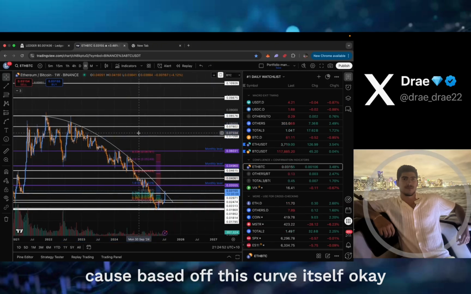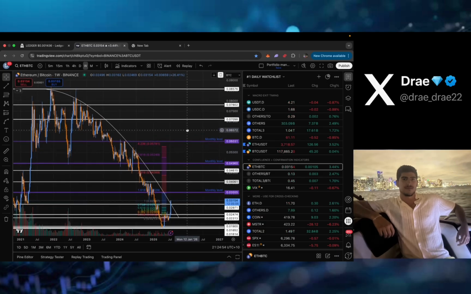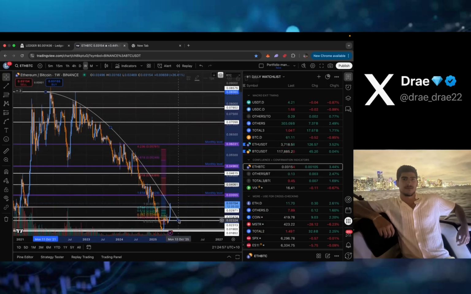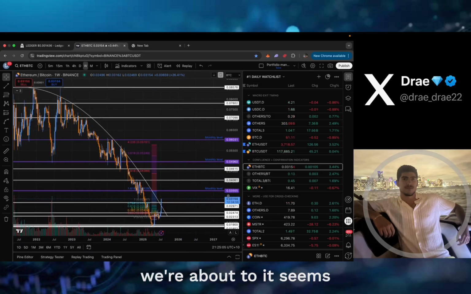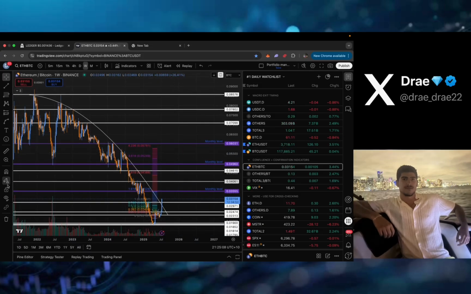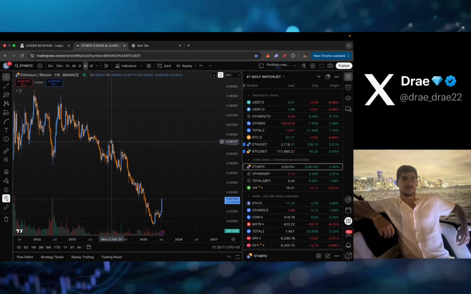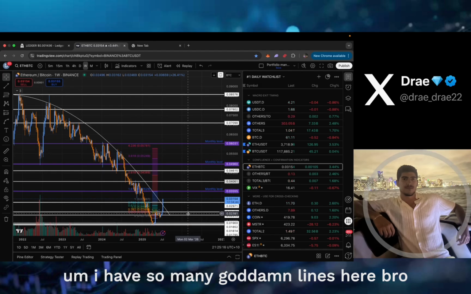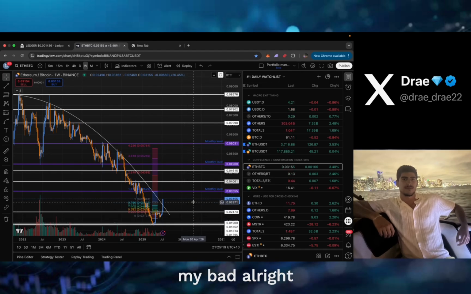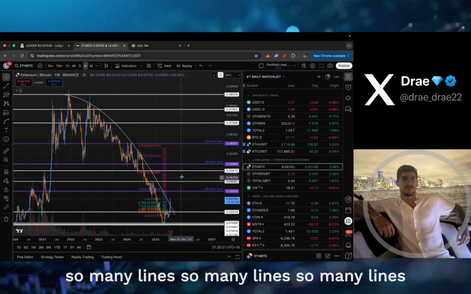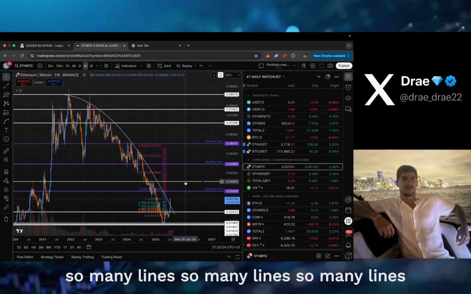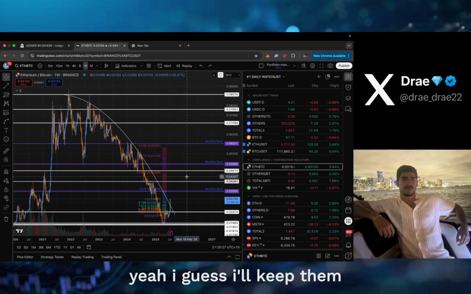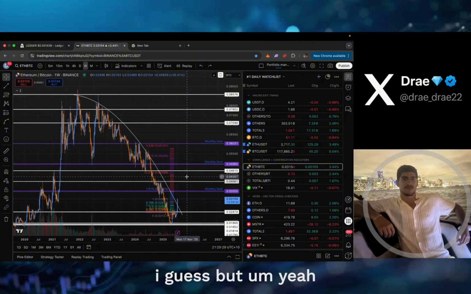Well, it's interesting because based off this curve itself, we actually haven't broken out yet. It's kind of crazy. I mean, we're about to, it seems. Yeah, but you can see the curve. So now it looks like the breakout. I have so many lines here, bro. My bad. So many lines. Yeah, I guess I'll keep it. But yeah, so there you go.